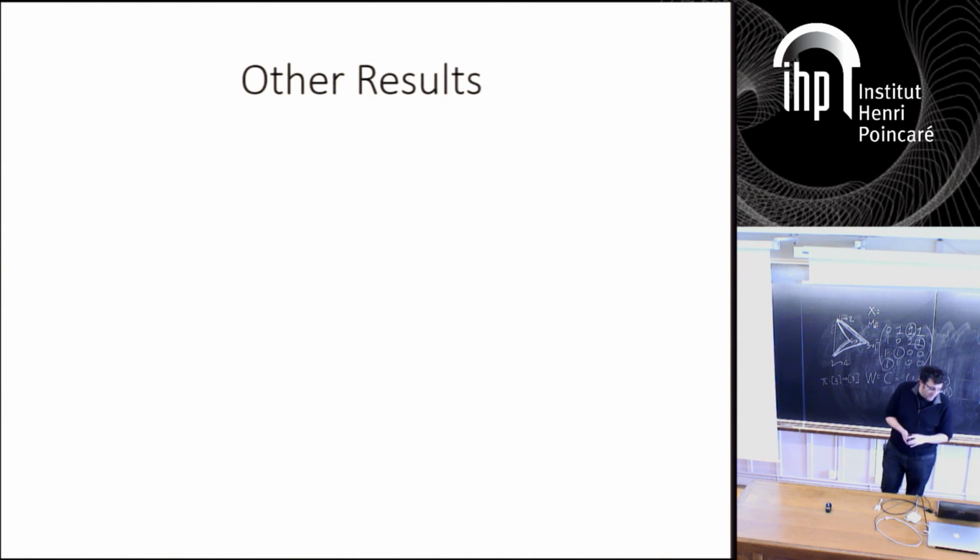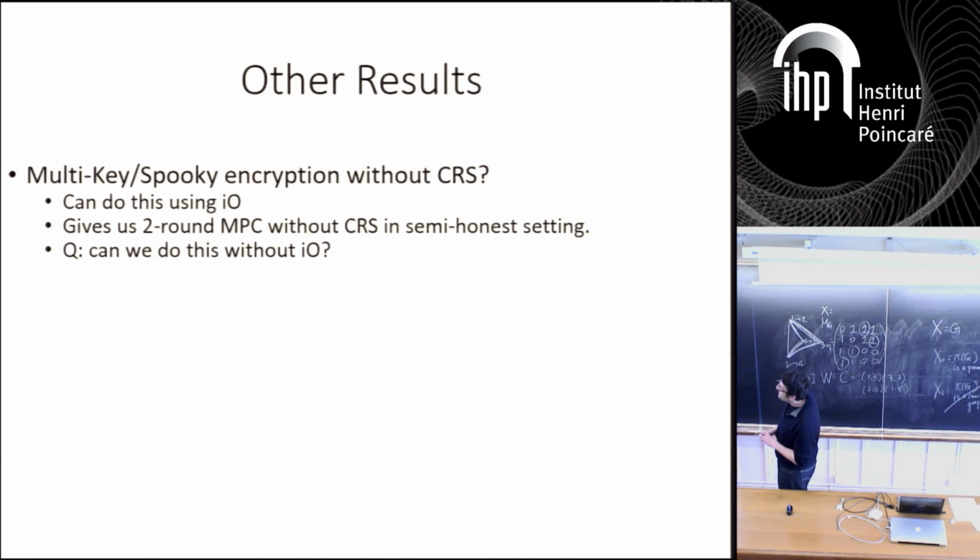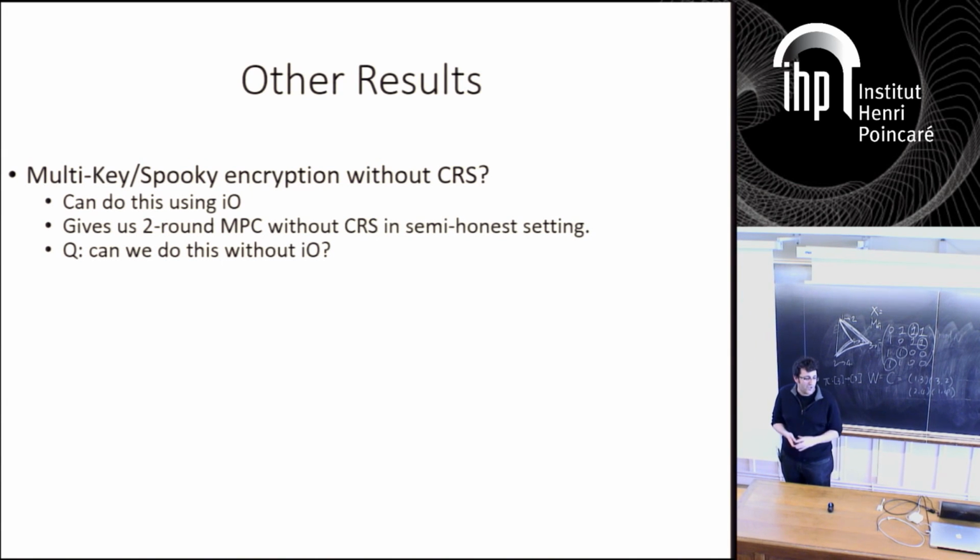So just let me pretty much finish up with a couple of other results I wanted to mention. One is Rachel's question: can you actually get multi-key or spooky encryption without a CRS? This would imply a semi-honest, honest-but-curious multi-party computation in 2 rounds without a CRS. We show that we can do this using indistinguishability obfuscation. You can actually build multi-key and spooky encryption without a CRS.